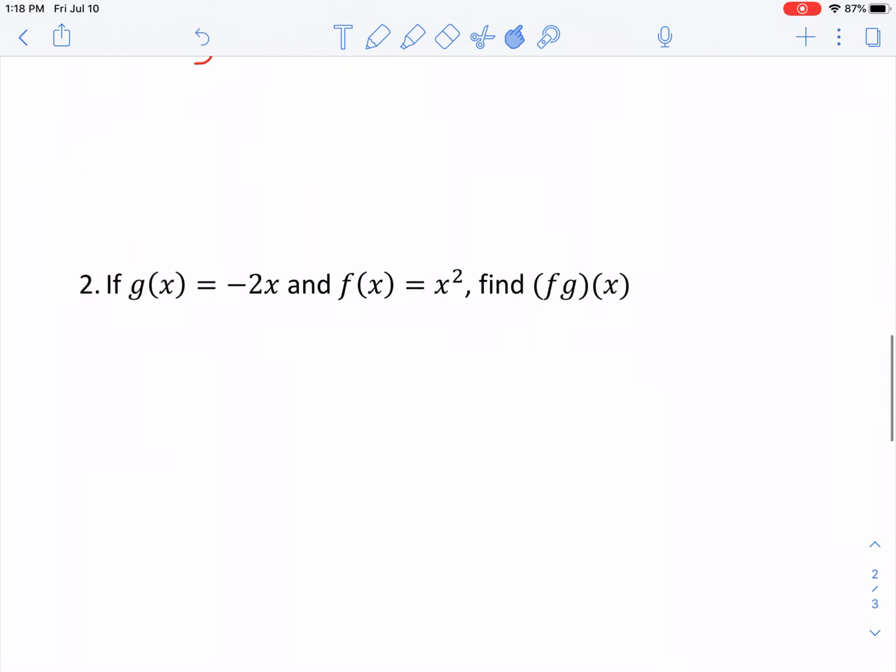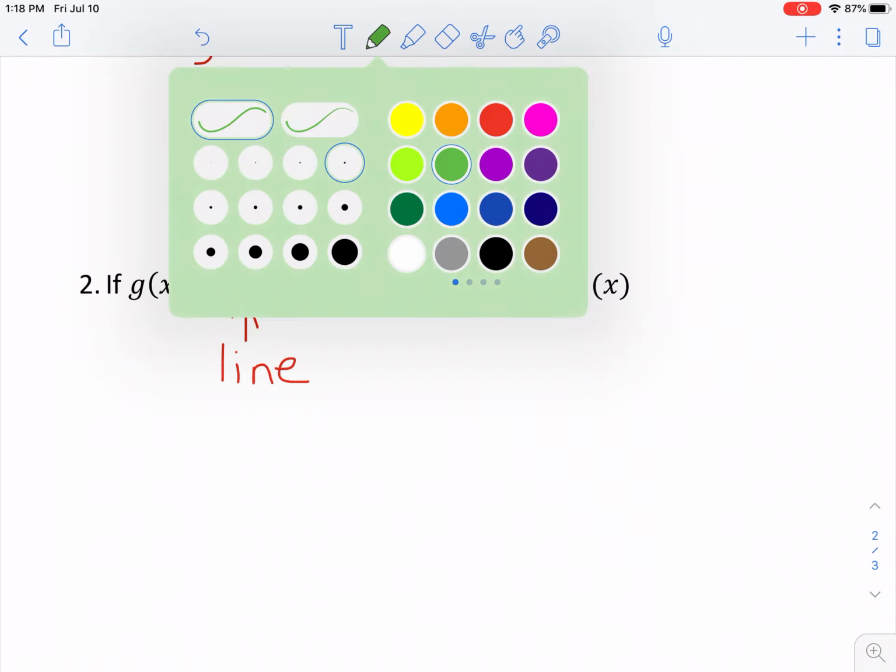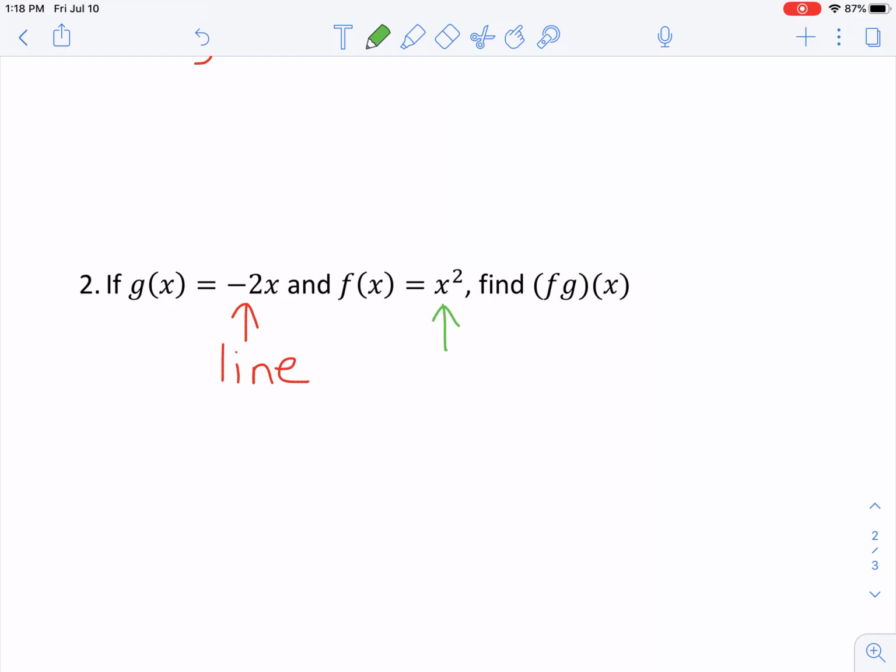Okay, so we also can be given an equation. If we're given an equation like g at x equals -2x, hopefully we can recognize this as just a line. And f at x equals x squared is just our basic concave up parabola. Okay, so when you multiply them together, you should expect to increase the degree, because you're going to be multiplying x squared by x, and you have to think of your exponent rules.